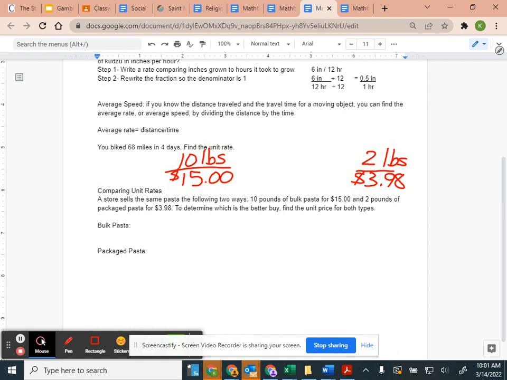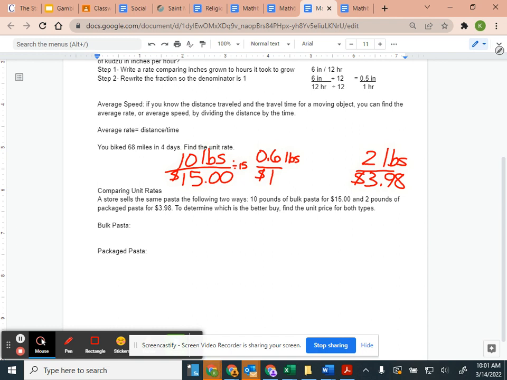So if I want it to be $1 on the bottom, I'm going to divide by 15. Peyton, you got a calculator out. What's 10 divided by 15? 0.6 something. So we'll say 0.6 pounds. For $1, I can get 0.6 pounds.